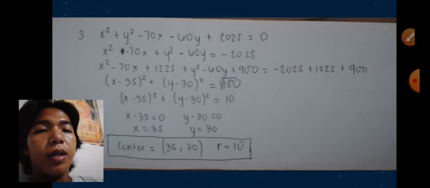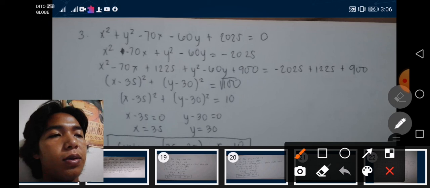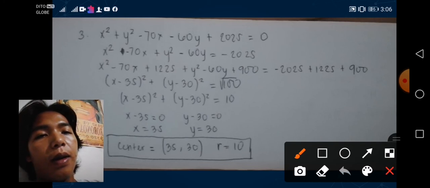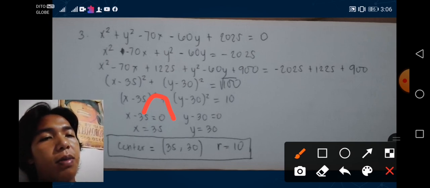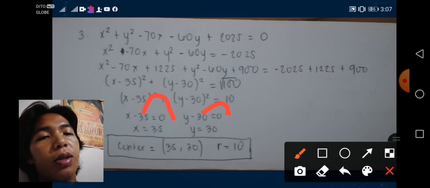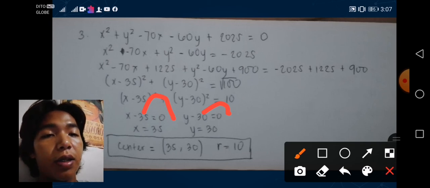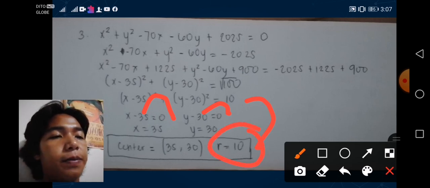So to find our center, we must equate our answer to 0, just like the other two. X minus 35 is equal to 0. So transpose, x equals 35. Y minus 30 equals 0. Transpose, y equals 30. So our center is 35, 30. So that's the coordinate of our center. And our radius is 10.